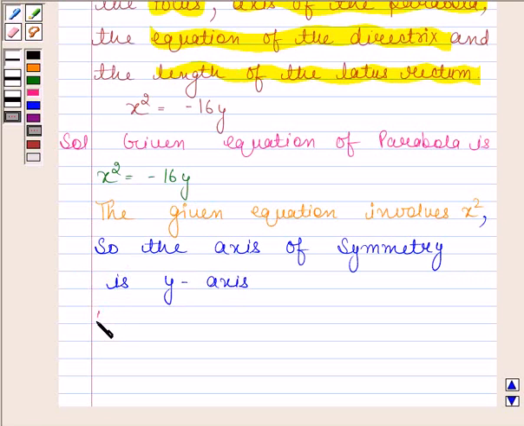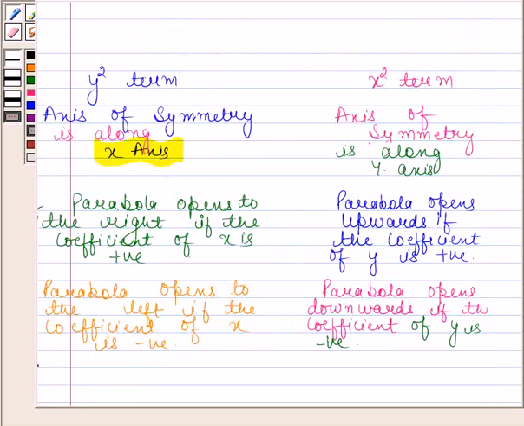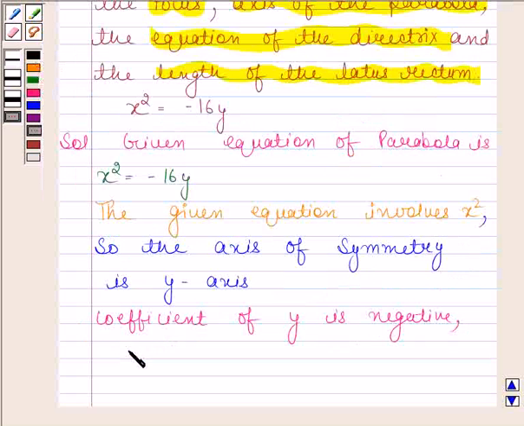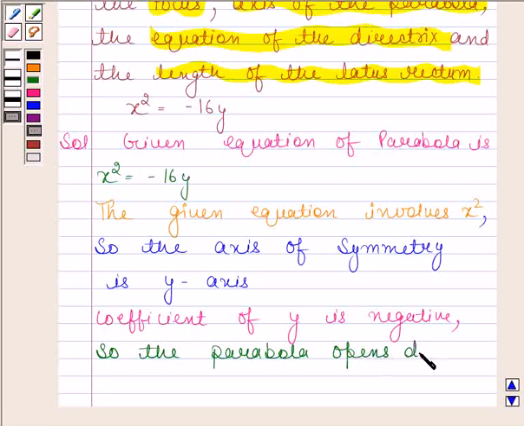Now here, coefficient of y is negative. We know that if the coefficient of y is negative, then the parabola opens downwards. Now here, coefficient of y is negative, so the parabola opens downwards.